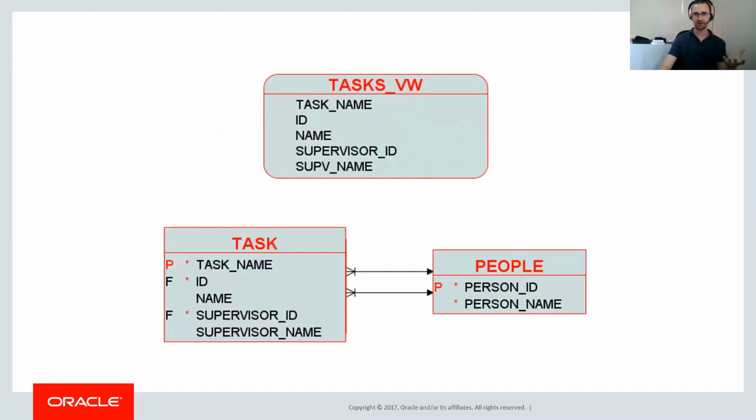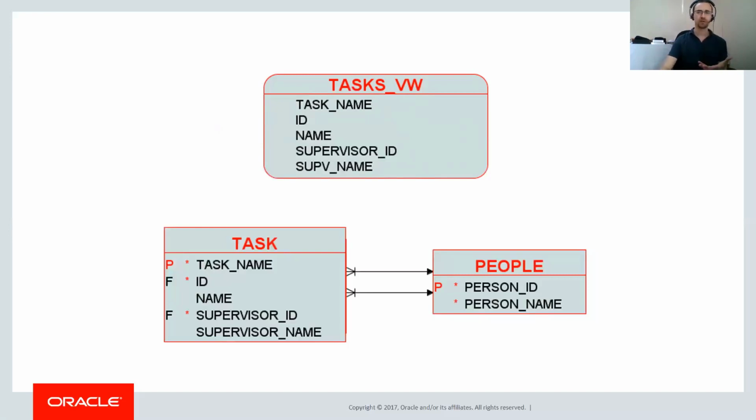So that's great, we've got our view, but how does that help us? Well, what we can do is change our code and point it at the view instead. So rather than accessing the task table, we can now say everything goes against the view. That's fine for queries. They'll all just work as they currently do. But what about DML, inserts, updates, and so on?